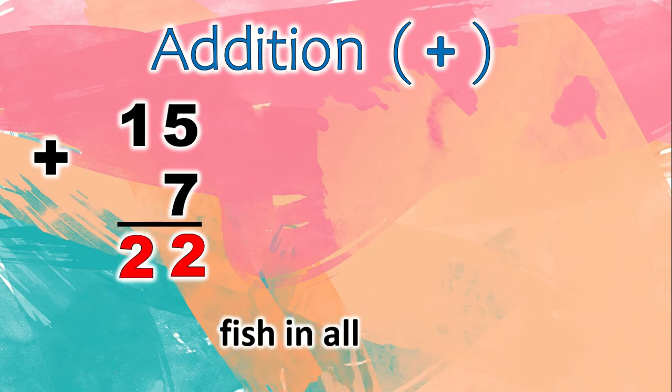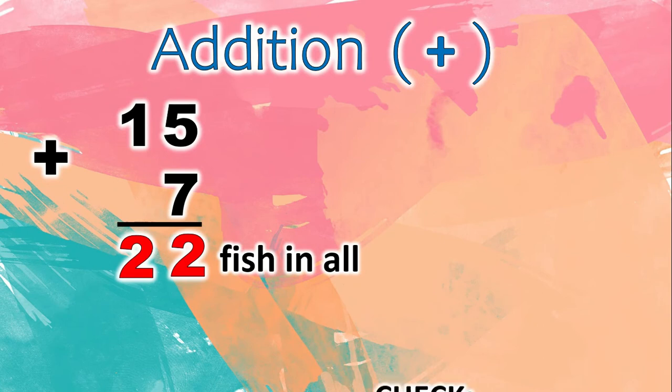So what operation would we use in solving the problem? We have here addition. So we can now add them in a vertical way. So we have here 15 plus 7, 15 for the goldfish and 7 for the bluefish. And now we can add them. So we have here 5 plus 7 is equal to 12. So bring down 2, carry 1. So 1 plus 1 is equal to 2. Very good. And there are 22 fish in all.